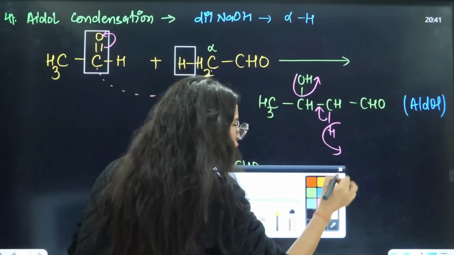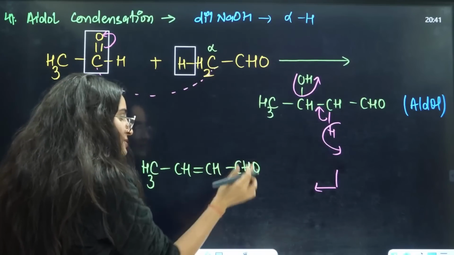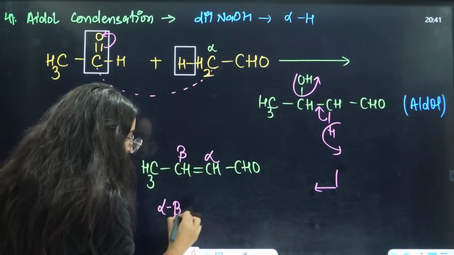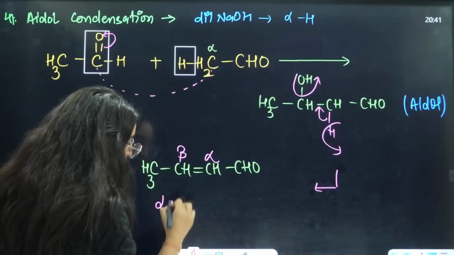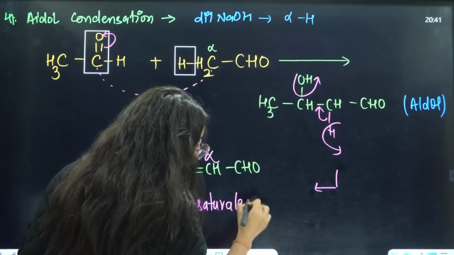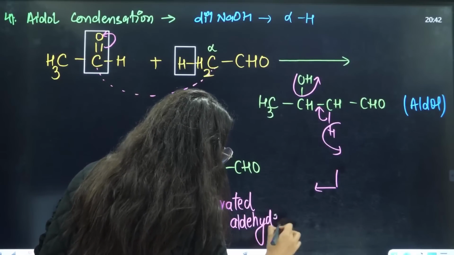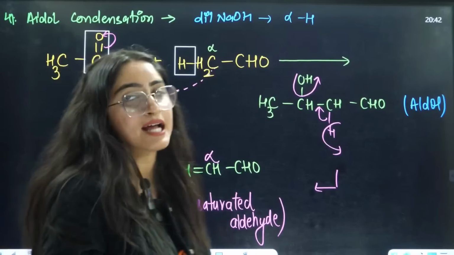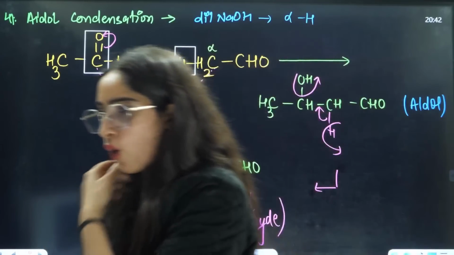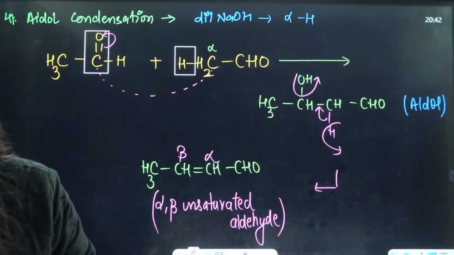So many questions are asked on this. For this aldehyde, this is alpha, this is beta. So this is called an alpha beta unsaturated aldehyde. Alpha beta unsaturated aldehyde is formed here, right? Okay, understood?